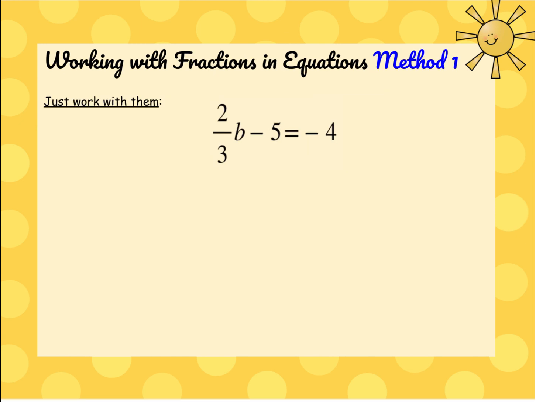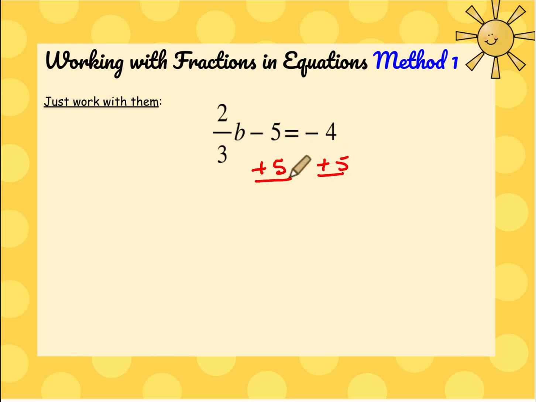Okay, so there's two methods that we can use to work with fractions when we're solving an algebraic equation. One of them is just deal with the fractions. So we do any adding, subtracting, multiplying, or dividing that comes up with the fractions that are given to us. So for this problem, we need to go ahead and take care of doing the inverse of multiplying by 2/3 and subtracting by 5. So our first inverse operation is to add 5 to both sides.